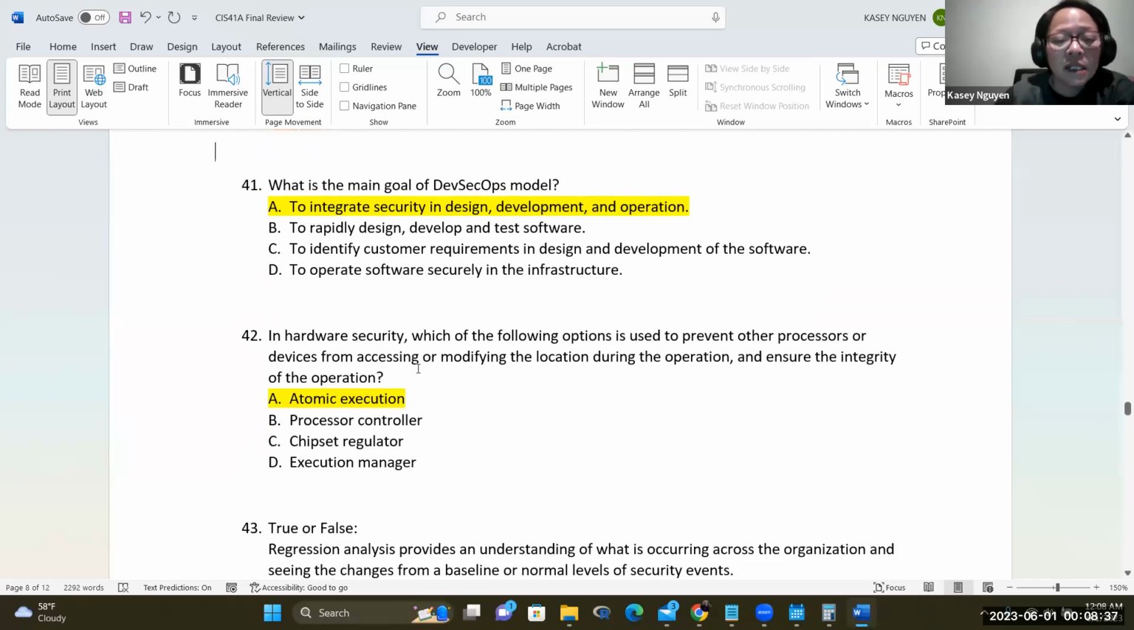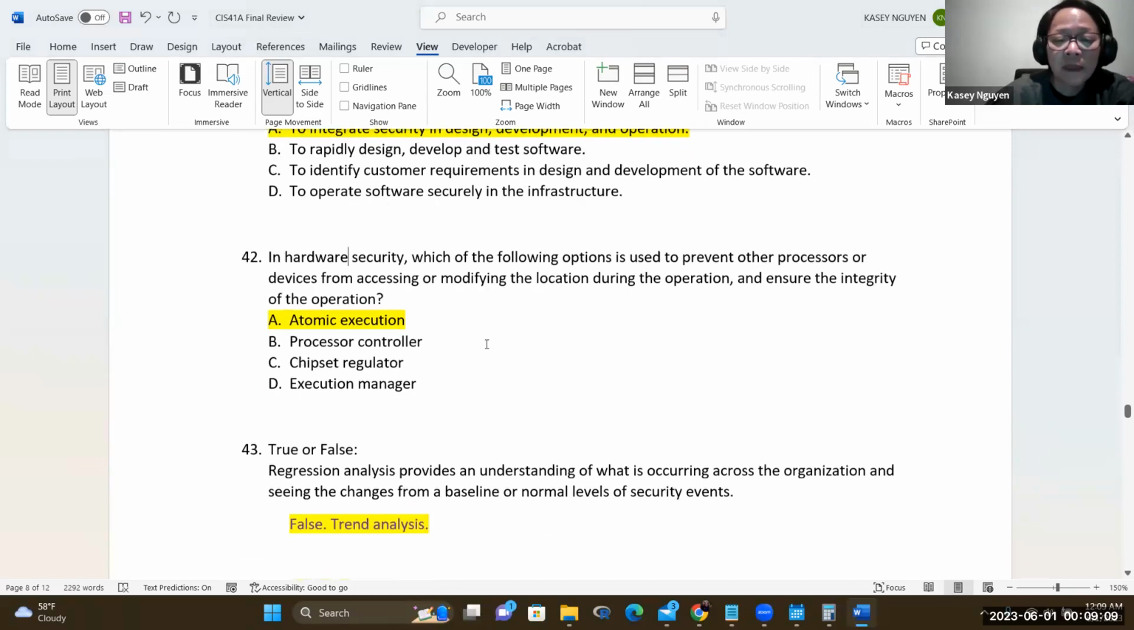42. In hardware security, which of the following options is used to prevent other processors or devices from accessing and modifying a location during the operation and ensure integrity of the operation? And that's your atomic execution. Atomic execution's functionality is to prevent processors or devices from accessing and modifying different areas. So that's going to allow you to implement hardware security in the design.